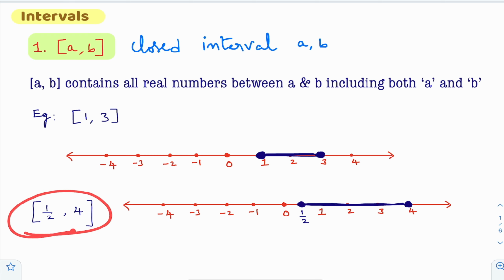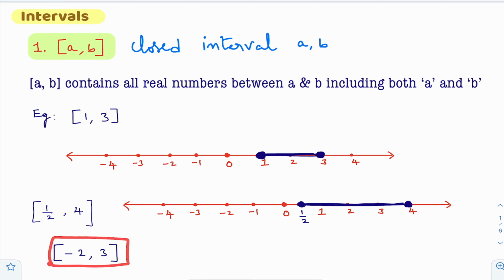In this interval, is 3 there? Yes, 3 is present. In this interval, is 4.001 present? No, right? So this is closed interval 1 by 2 comma 4. What does it contain? It contains all the real numbers between 1 by 2 to 4 on the number line, right? Now I want you to mark this on the number line, minus 2 comma 3. You please mark this part on the number line.